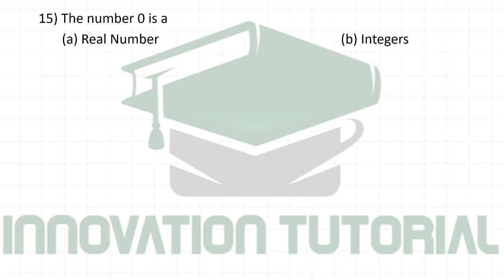So let's move towards our last question. Our last question is, the number 0 is a real number, integer, whole number, or all of the above. According to you, the number 0 is a whole number, an integer, or all of these? For this, you must know what a real number is, what an integer is, and what whole numbers are. Real numbers are those which can be represented on the number line.